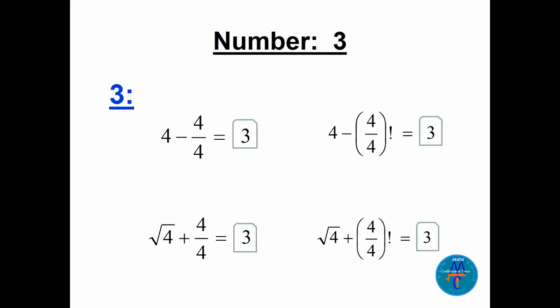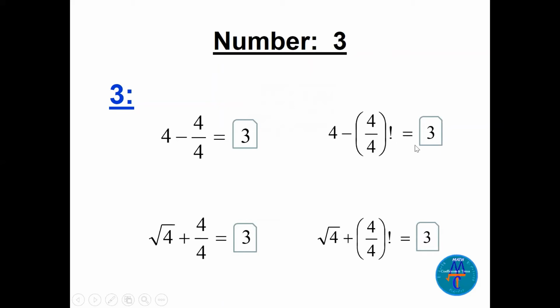Now, let's see the 3. 3 also is not difficult. You can pause and try it yourself. 4 minus 4 over 4. See, 4 over 4 is 1, right? So 4 minus 1, 3.